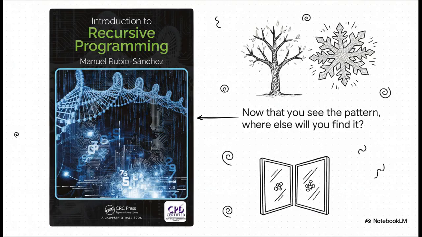You know, the amazing thing is once you train your brain to see this pattern of self-reference, you start seeing it absolutely everywhere. In the way a tree branches out, in the intricate structure of a snowflake, or in the endless reflections between two mirrors. So I'll leave you with this question. Now that you can see this pattern of big things being made up of smaller versions of themselves, where else are you going to find it?